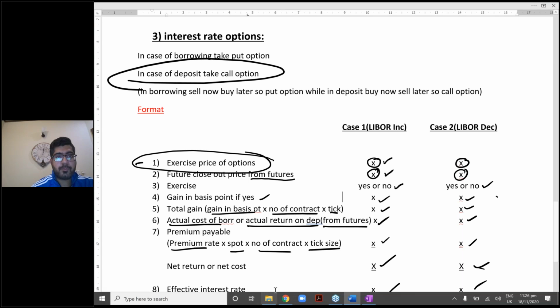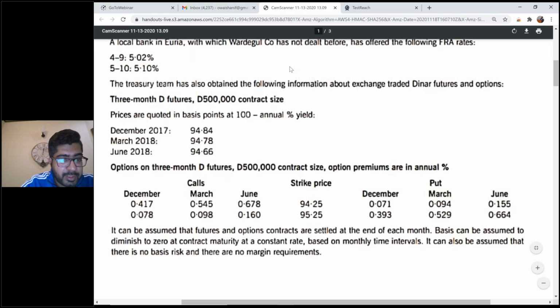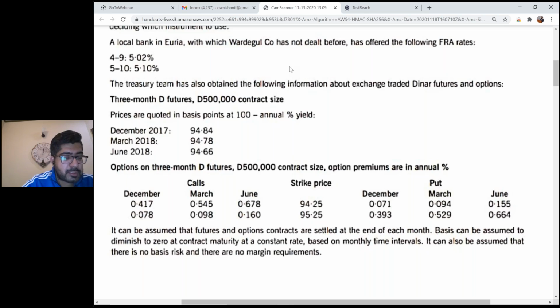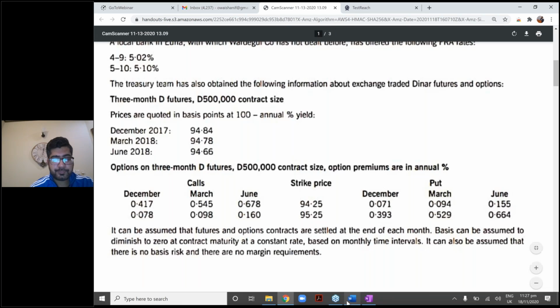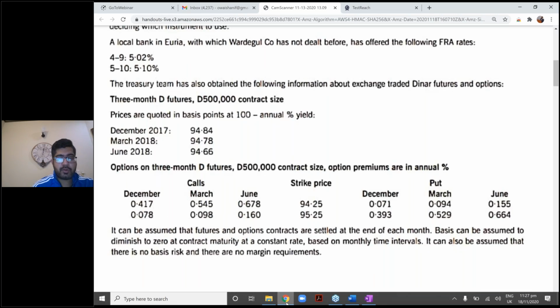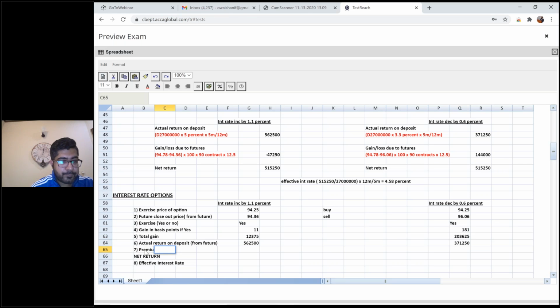So go to call option. In the deposit case, go to call option. Both are cancelled. If call options, you see three premiums at the first strike price, first exercise price: 0.417, 0.545, 0.678. Remember, you need to take March ones, because your deposit was at 31st January, so you take the very next one, March. The first price premium at call option for March is 0.545. So it's 0.545 into spot 100 into contracts 90 into tick 12.5. The premium will be 61313.